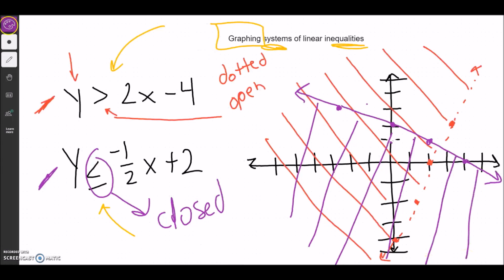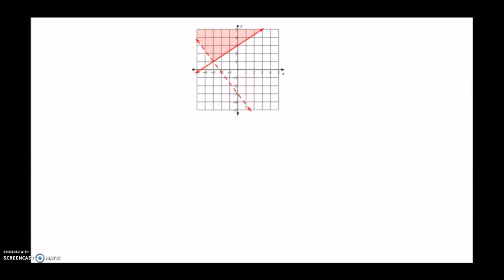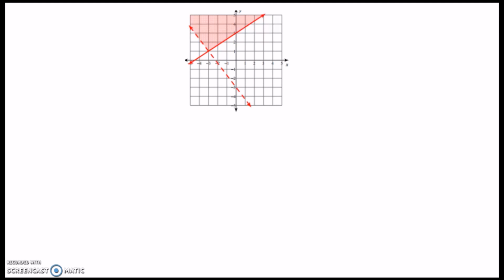Now the answer for this problem is where the shading meets. The shading meets right in here, in this section, the green. It's where the red meets the purple, so this shading that I made green is the answer to this problem. It's where the two colors meet together. That's your answer. It's an area this time instead of a single point. It's a lot of points; anywhere in this region is your answer. So let's solve the second part of this.